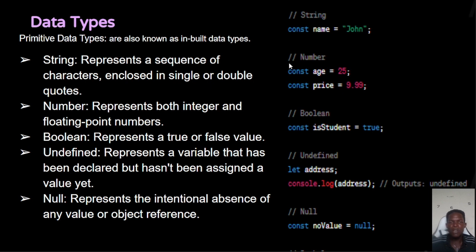So if you look at the examples at the side, you see for number, you have const age 25, const price 9.599. Then for boolean, you just have true or false. So you see isStudent true, isStudent false. So we'll see where we can use these values. You see the one for undefined, let's say address. We've not assigned a value to the address. But for null, we are deliberately saying that this thing should be nothing.